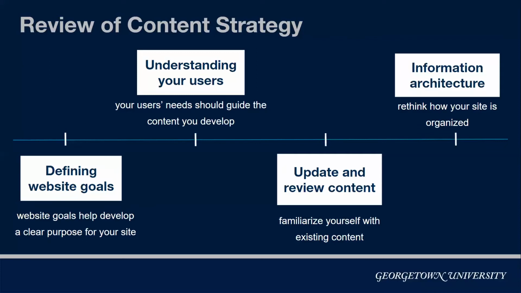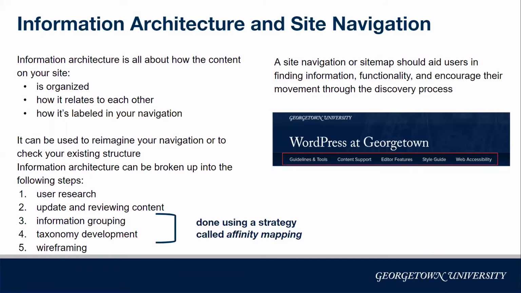Once you've done all of this, the next step is then going to be to think about how the content on your site is structured and organized. And this all falls under the umbrella of information architecture. And so information architecture isn't just about how the content on your site is structured and organized. Information architecture is a pretty broad topic, and it also covers topics like how your content relates to each other and how it's labeled in your navigation.